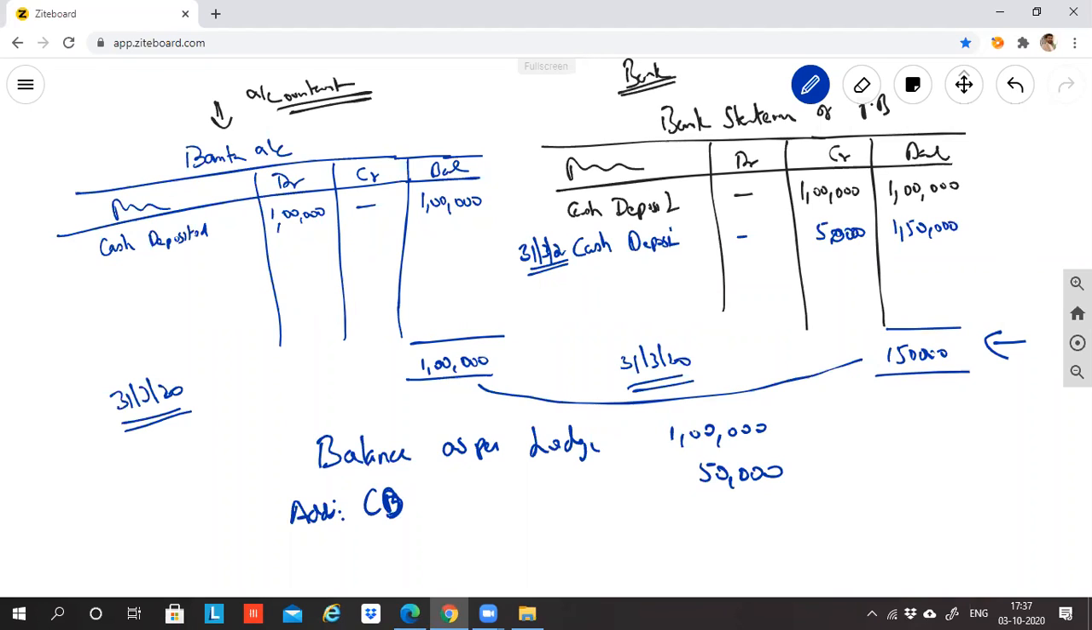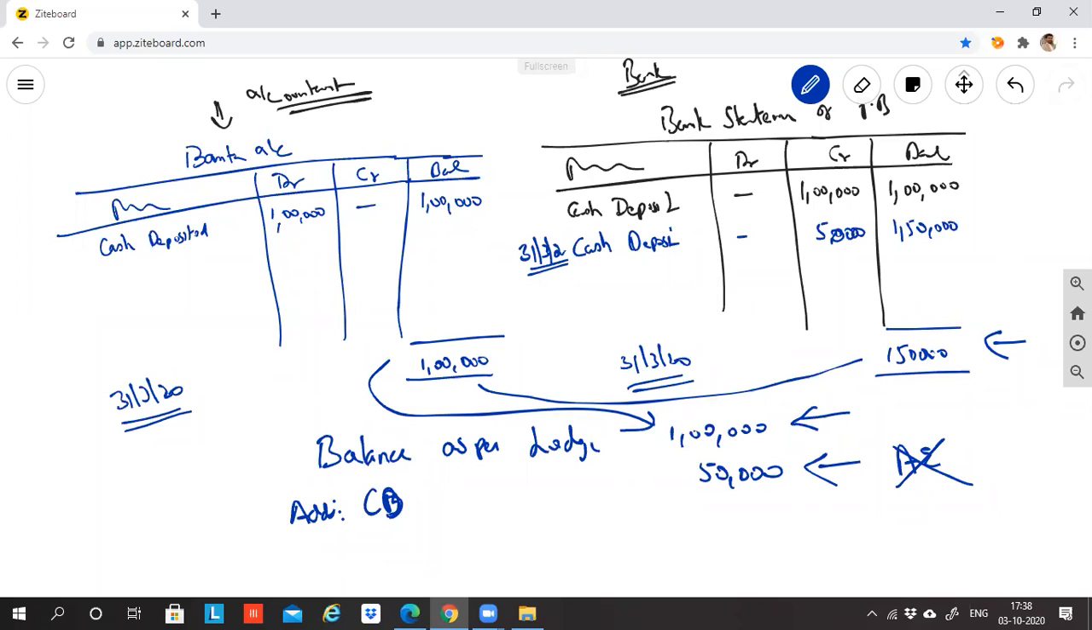1 lakh is the amount already there in your ledger, so you take it and record it here, and with this you manually add 50,000 rupees. You are not passing any accounting entry, guys. In the bank reconciliation statement, there's no debit, there's no credit. It is a statement prepared on a plain white sheet, or maybe on Excel. If you know what Microsoft Excel is, this document is prepared on Excel.